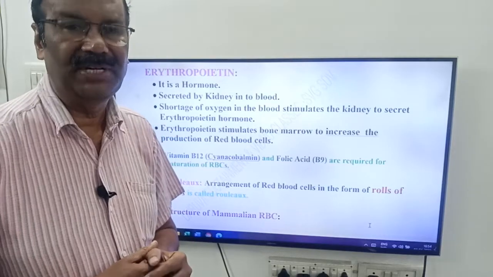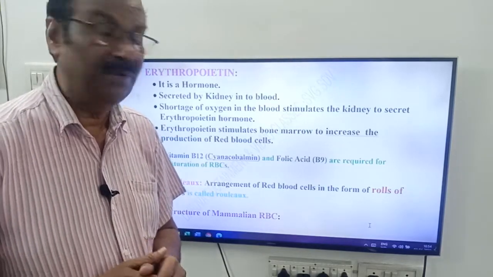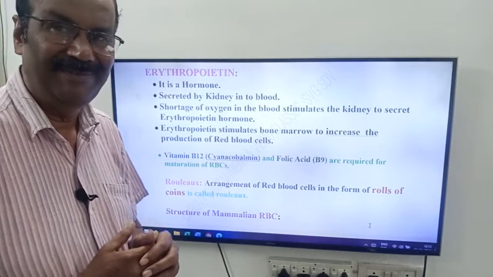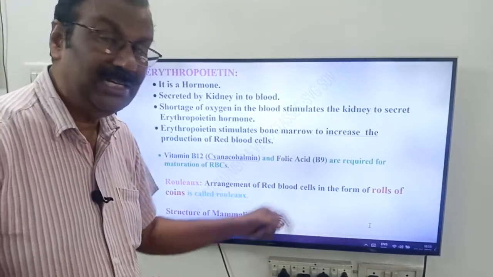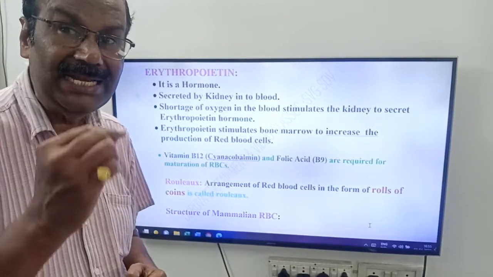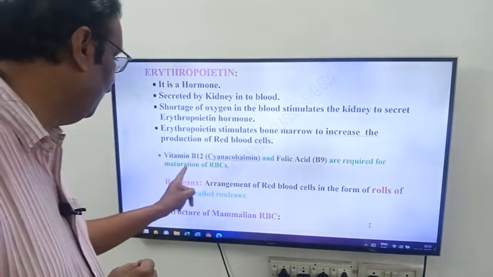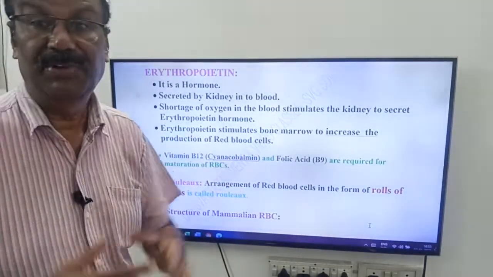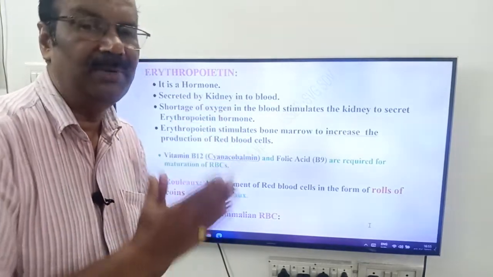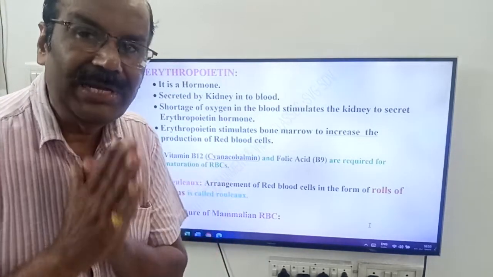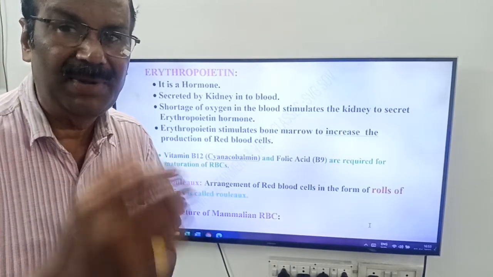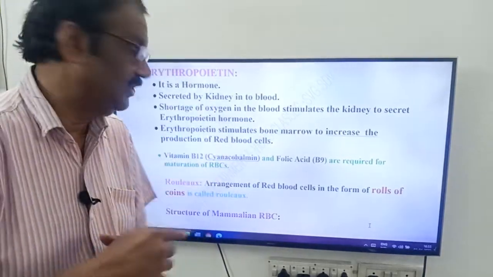Now come to vitamins, friends. Which vitamins help in the production of RBC? Vitamin B12, cyanocobalamin, and folic acid, that is B9, are required for maturation of red blood cells. Friends, vitamin B12, that is cyanocobalamin, and B9, that is folic acid, are essential for what, friends? For maturation of red blood cells.